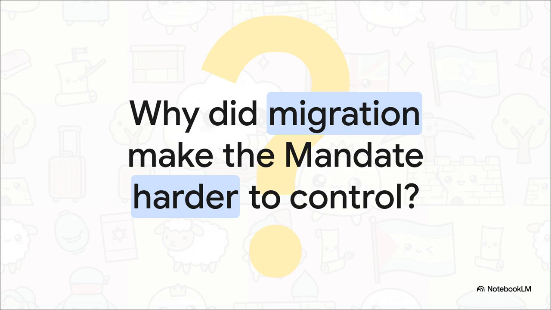Remember that pressure cooker I mentioned? Imagine the British Mandate is a sealed pot sitting on a hot stove. We're about to see how migration acted as the heat, how competing nationalisms became the expanding steam, and how the revolt was, well, the inevitable explosion when the pressure just got to be too much. Keep that visual in your head as we move forward.